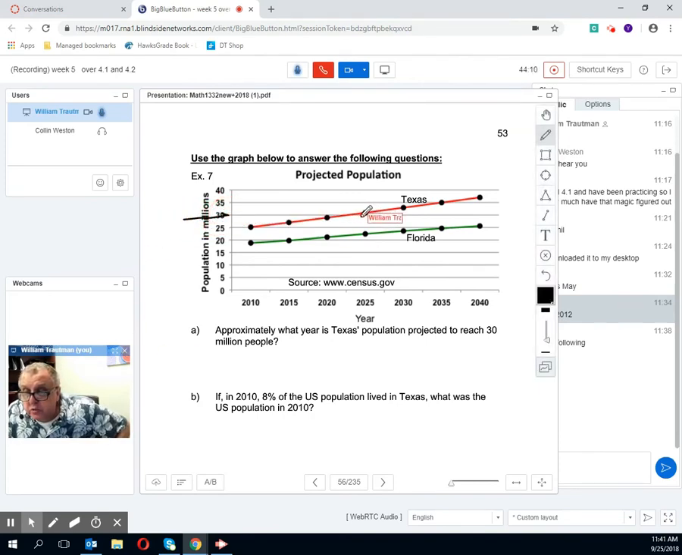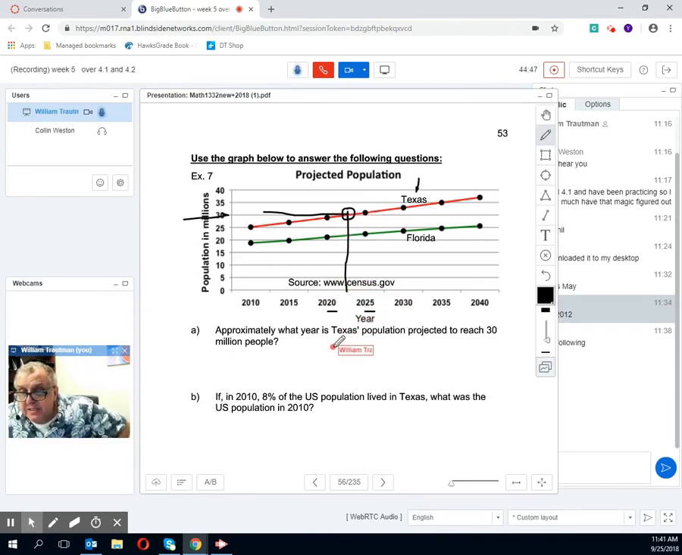Go over till we're on Texas. Texas is the red line. 30 million crosses right here. You see, if I come across, it crosses right at that spot. And approximately what year is that if I come straight down? 2020, 2025. I'm not sure where these tick marks are. Does this tick mark mean 2020? Yeah. So that's 2020 and 2025.